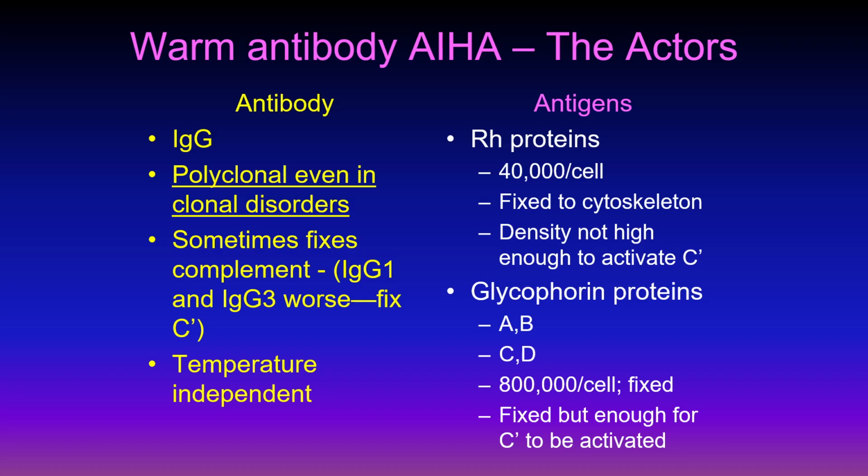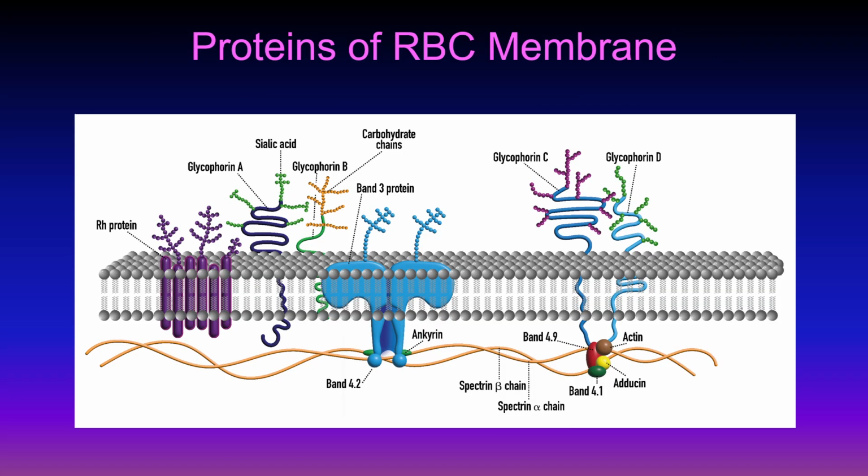This is the actor. The antigens, what do they react against? They are proteins on red cell surfaces. They have different names. You may recall the Rh protein, if you've heard about Rh differences that many mothers may have for their kids. They're also called glycophorin. And to give you a picture, this is the surface of a red cell. It's got this lovely thing called an Rh protein, and it's got a whole bunch of these squiggly things here called glycophorin A, B, C, and D.